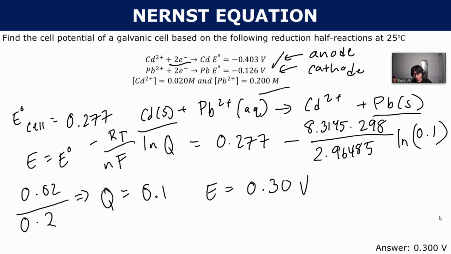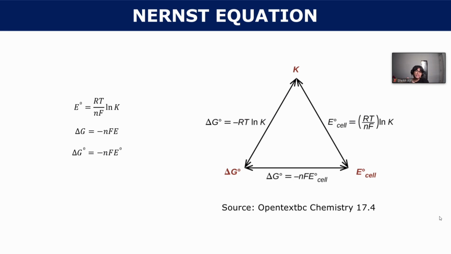you need. And so on the test, usually you have three other expressions here that are really helpful. So the standard cell potential is going to equal RT over NF times the natural log of K, which in this case is the equilibrium constant, not the reaction quotient. You also have some thermodynamics types of equations that you might need to use sometimes. And this diagram that I stole here kind of explains this relationship in this triangular fashion.